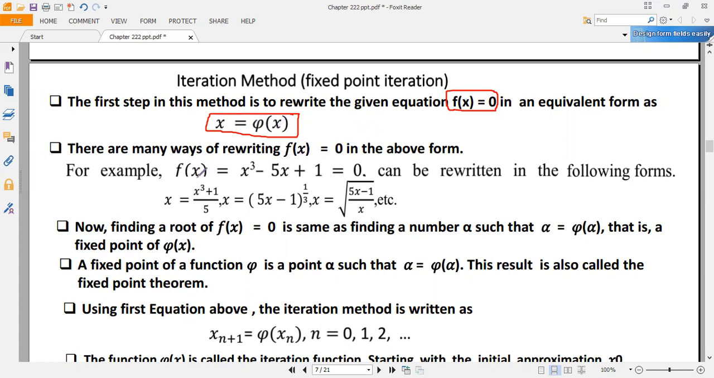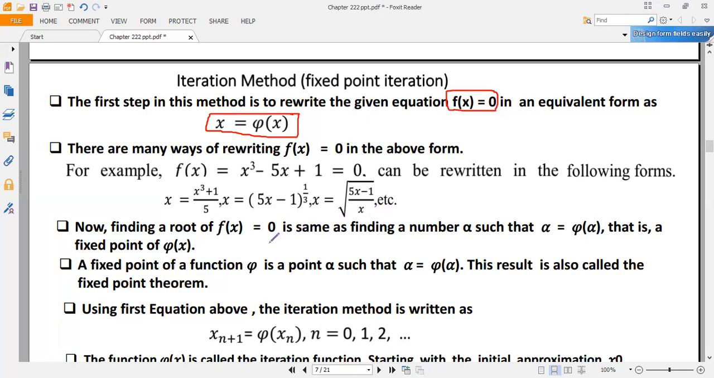For example, if you are given f(x) = x³ - 5x + 1 = 0, we can write it in such ways. So x = (x³ + 1)/5 is one way. x = the cube root of (5x - 1). And x = the square root of ((5x - 1)/x).